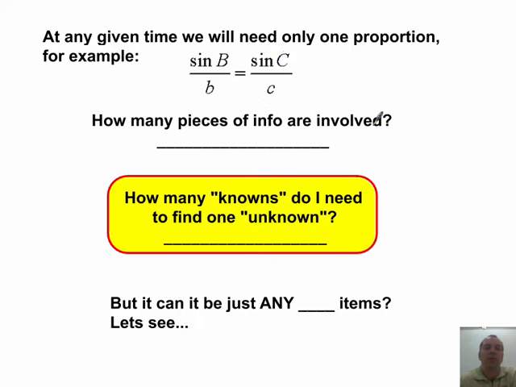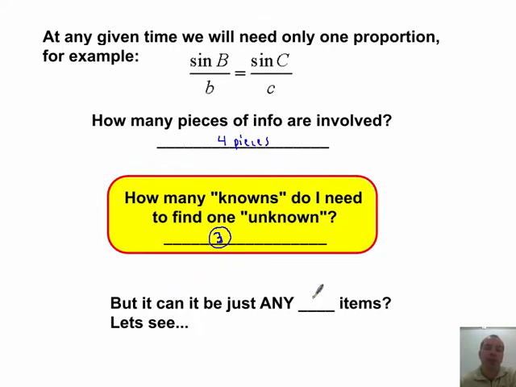So how many pieces of information are involved? Well, we got 2 angles and 2 sides. So there's four pieces. How many knowns do I need to find one unknown? Well, I need 3 knowns. I need to know 3 pieces of information in order to be able to use sine law. Otherwise, I just can't use it.